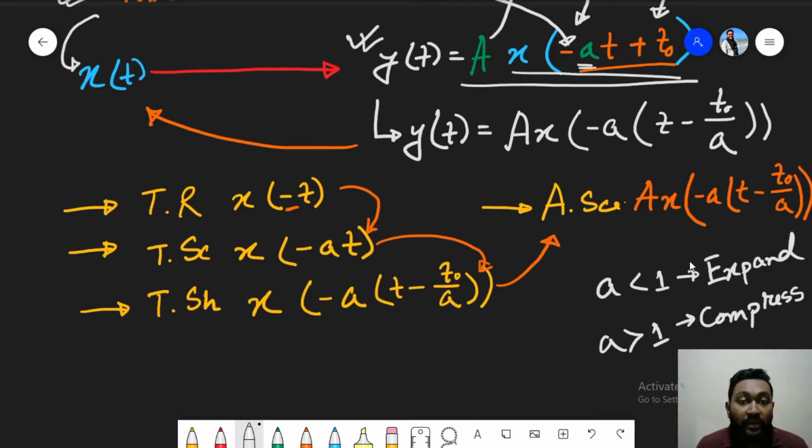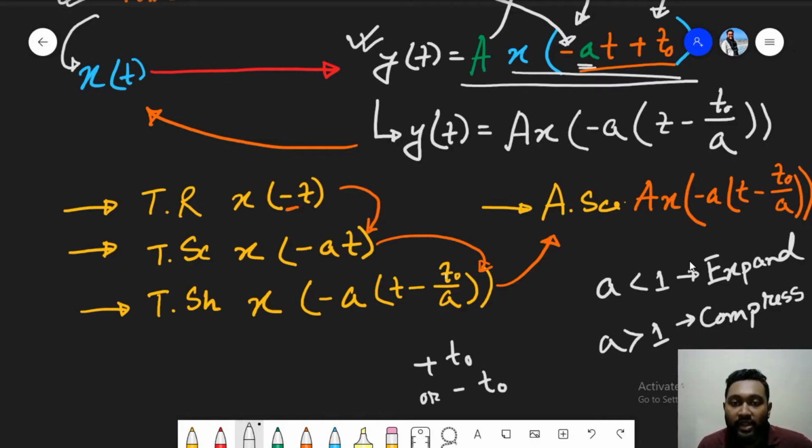Then we need to do time shifting. Here is a little bit tricky part, as we have shown there, we have taken minus a as common. This is necessary so that we won't make any kind of mistakes transforming our signals. So here, as you can see, we have shifted our signal by minus t naught by a, not by plus t naught or minus t naught. This is very important. Okay, so we have shifted our signal by minus t naught by a.